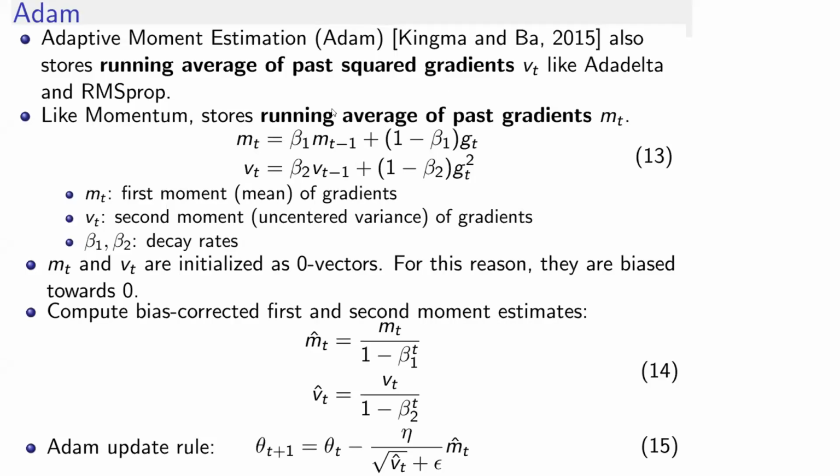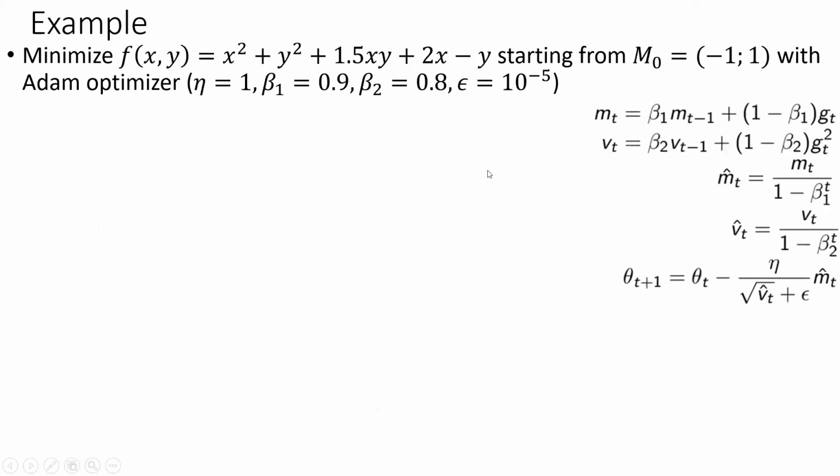So let's practice using the Adam optimizer to find the local minima of some function. The task will not be to find the minima itself, but to try some iterations of this algorithm. So let's go and try it.